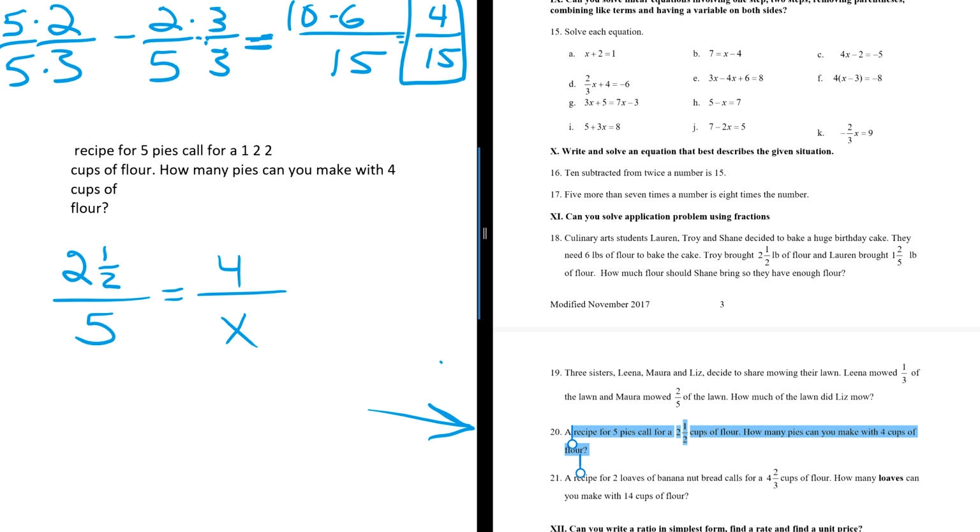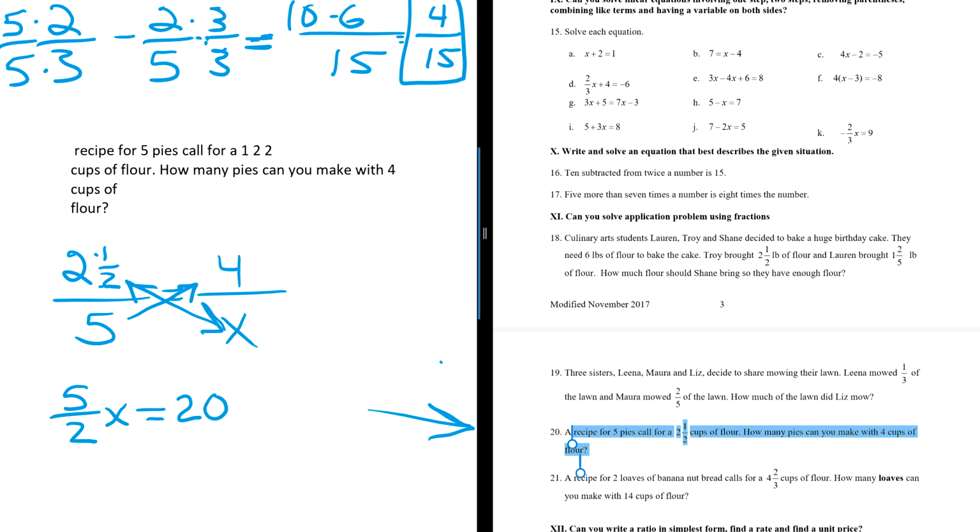I'm going to make this an improper fraction, and that would make it 5/2. 2 times 2 is 4, plus 1 is 5, so that would be 5/2x when I multiply. I'm cross-multiplying, and that's going to equal 5 times 4, which is 20.